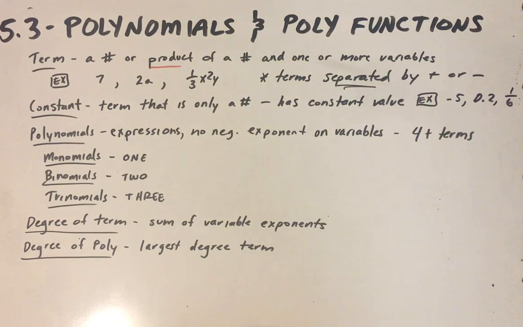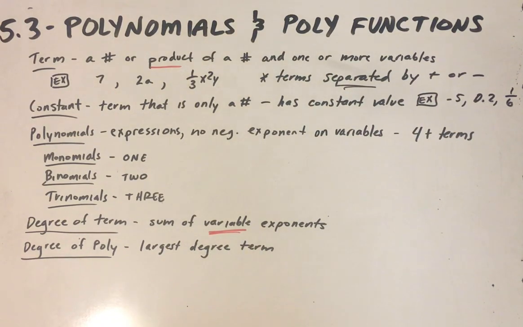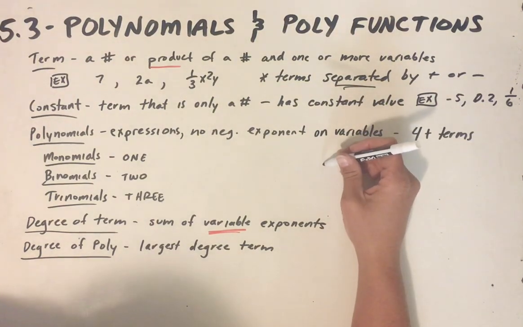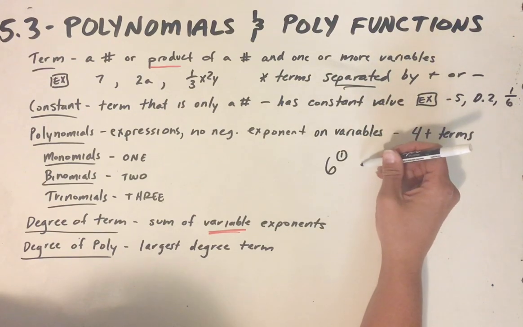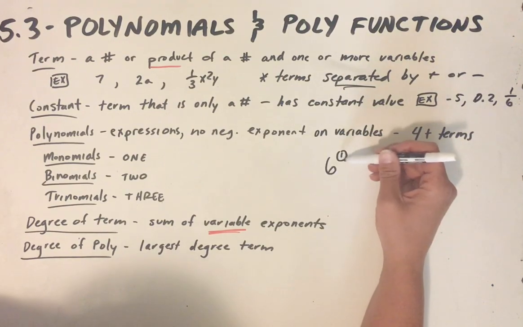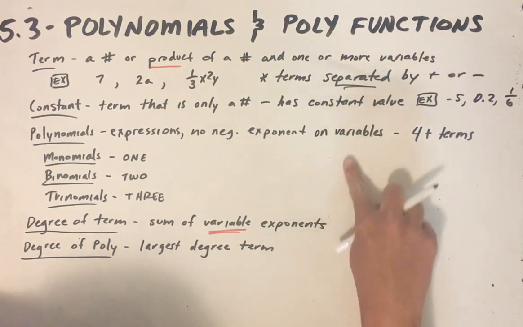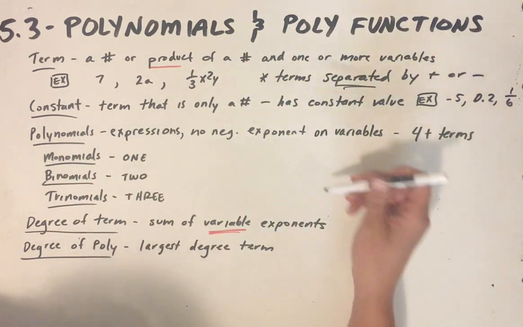Okay, so the degree of a term. The degree of the term is the sum of the variable exponents. It's really important that we notice this word, the variable exponents. Because if I said, well, what is the degree of the number 6? We all know that it's the same thing as 6 to the first power. But when we're talking about the degree of polynomials, we don't count constant terms. So remember, if it's just a number, we don't count it.